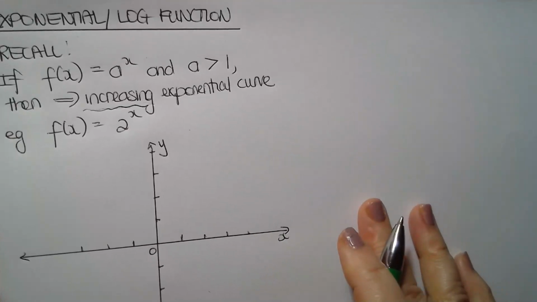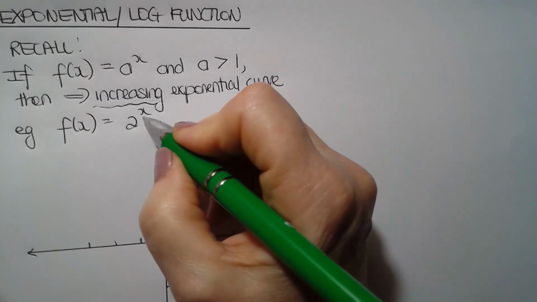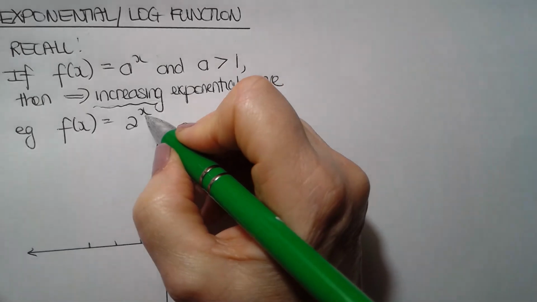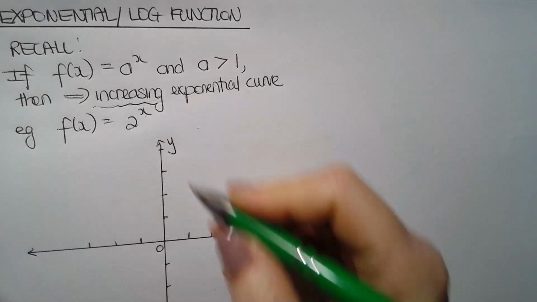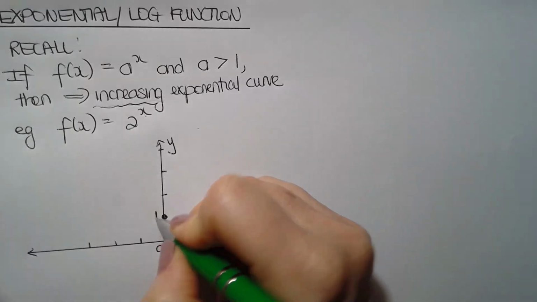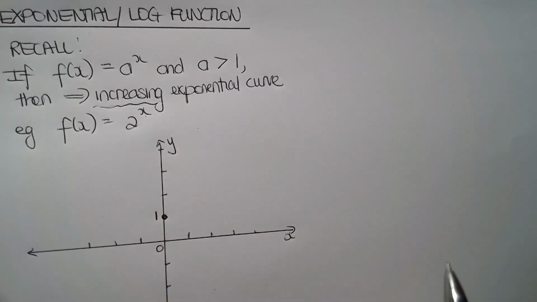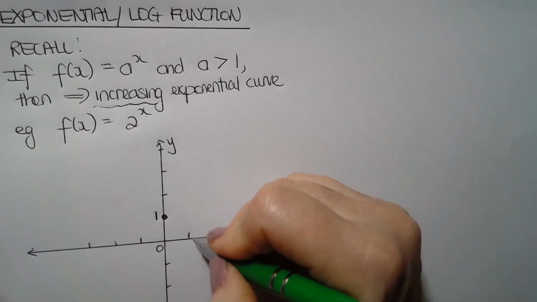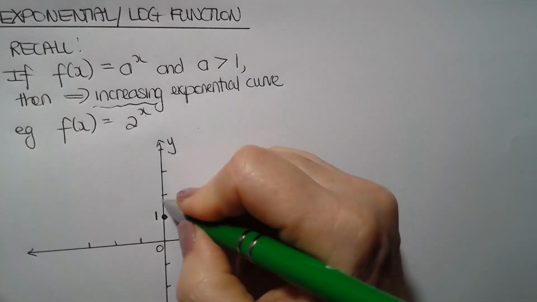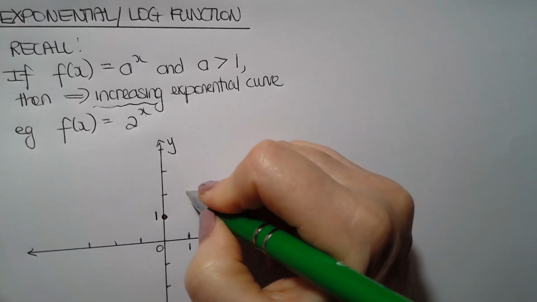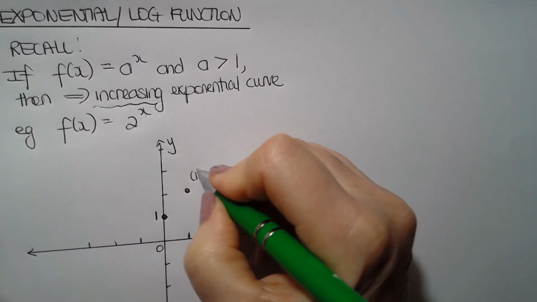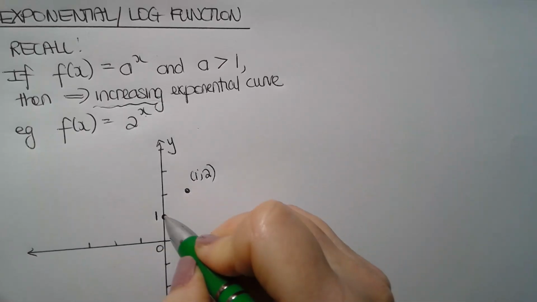If I were to plot this graph, then obviously the first thing I try and do is find the y-intercept. When x is 0, 2 to the 0 is 1, so that would be my first point, and then I would always try and get a second point to give me a fairly accurate sketch. So if I make x equal to 1, then y would be 2 to the 1, which is 2, and so that point would be a second point on my curve.